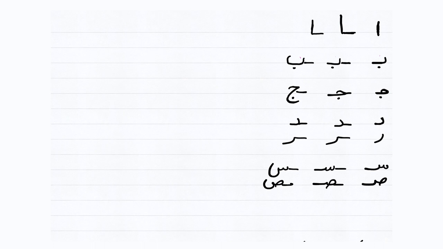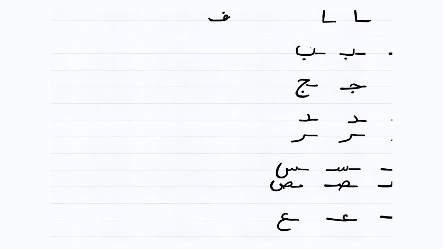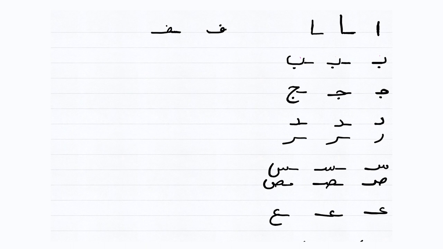Ayn. In the middle, it will be like this. At the end, I will return to the full letter. What about ghin? Following like ayn, because they have the same shape. So what I say about one is applicable on the other. We're approaching the end here. What about the fa? Fa is like this. If it's in the middle, if it's at the end, and what I say about fa applies on qaf. Why? Because they look like each other.